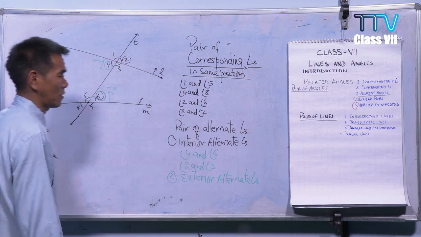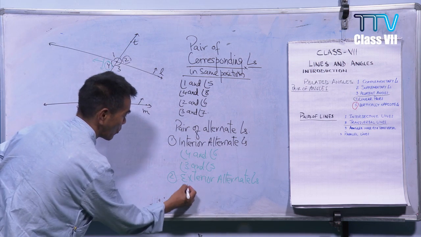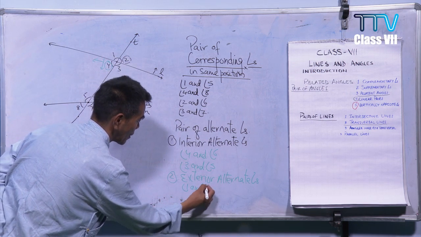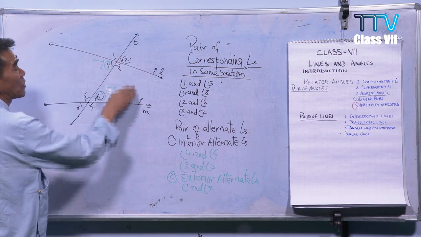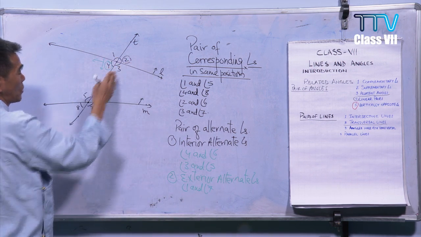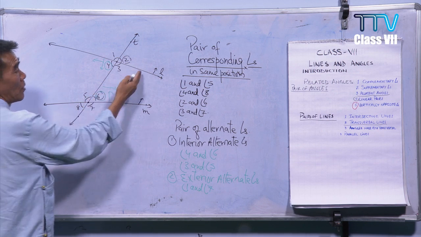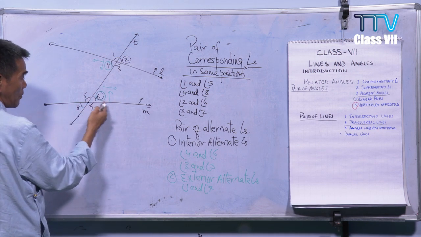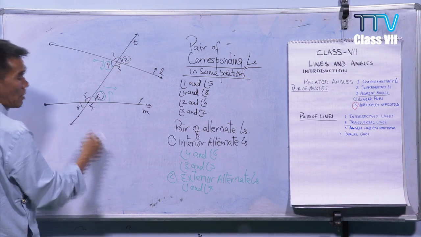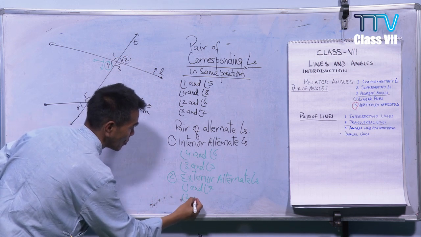Exterior alternate angles: angle 1 and angle 7, yes. Angle 2 and angle 8, with lines L and M. So these two are exterior alternate angles.